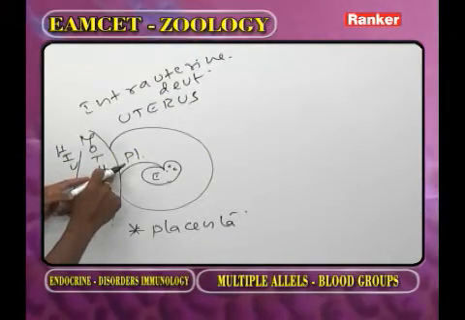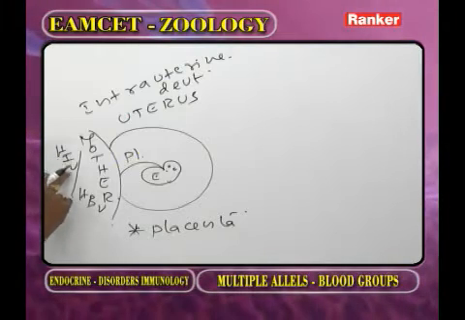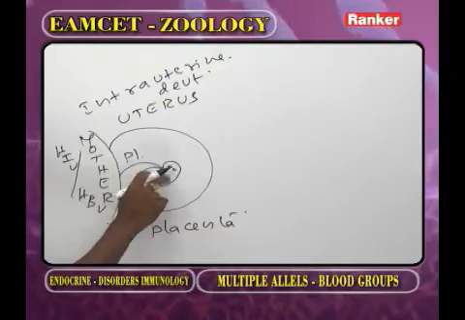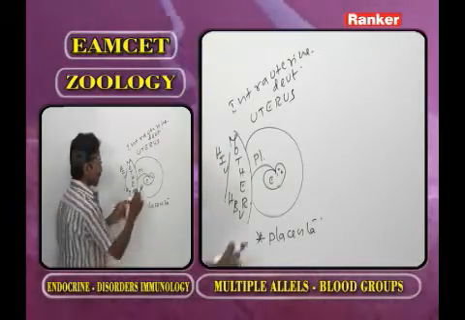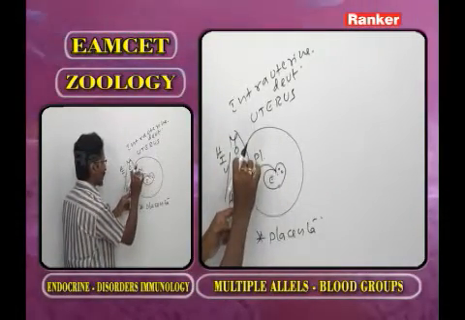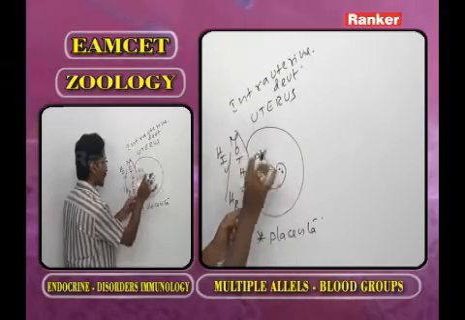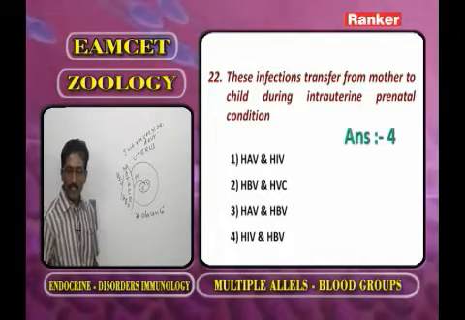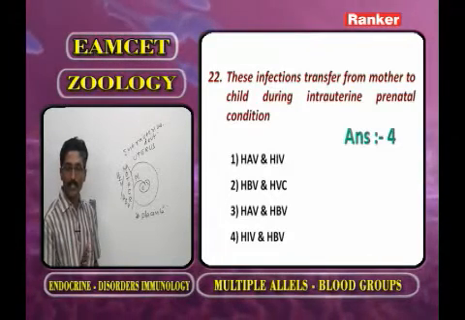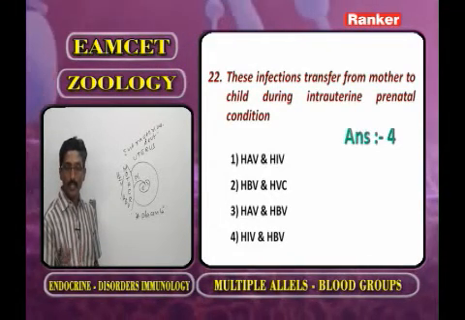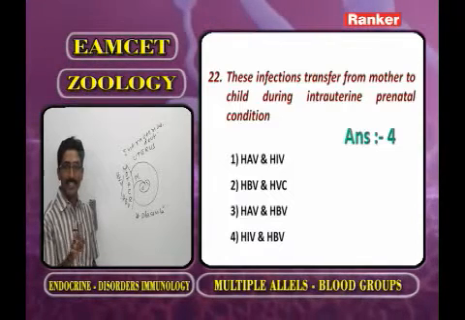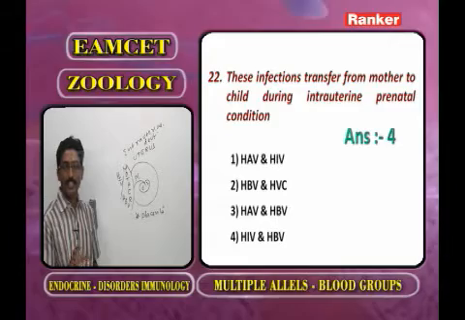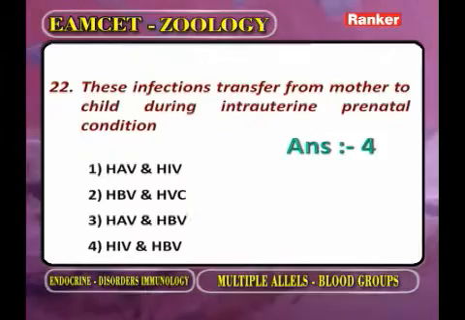If the mother has been suffering from the HIV virus as well as the HBV virus, it enters through the placenta into the body of the embryo. Because in the mother uterus, everything from the mother body is supplied to the embryo with the help of the placenta. Now here, these infections transfer from mother to child during intrauterine parental condition. That is, one is HIV virus and the second one is HBV virus. Now the next question.